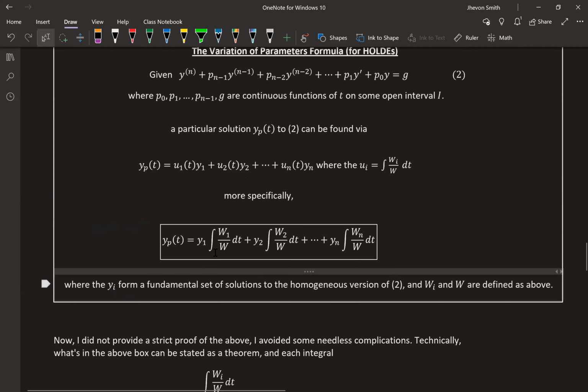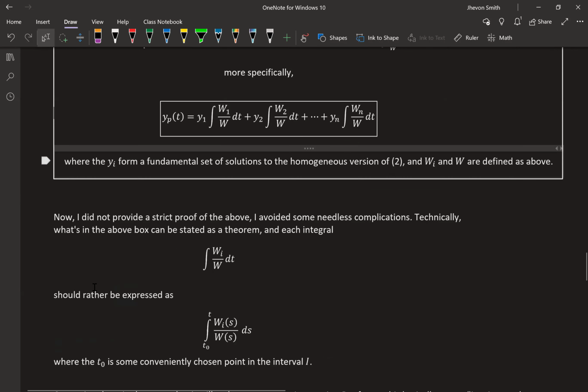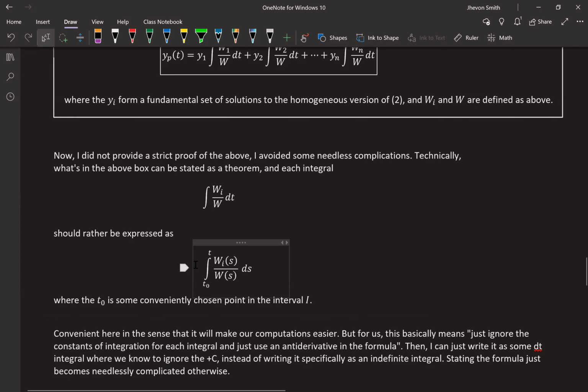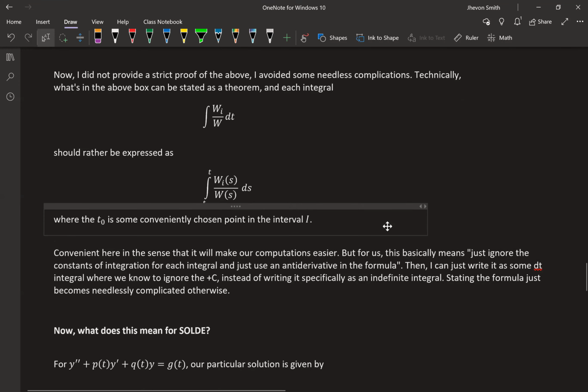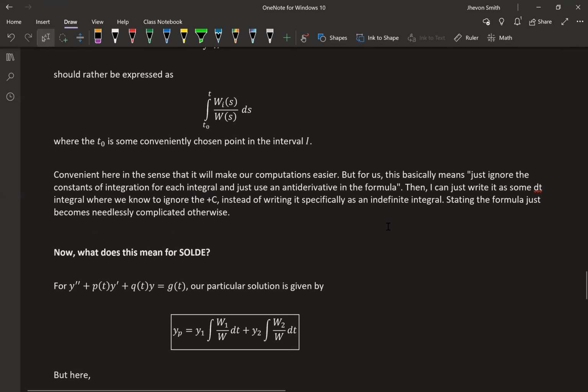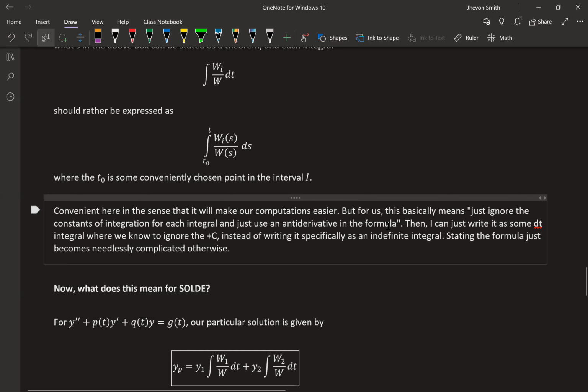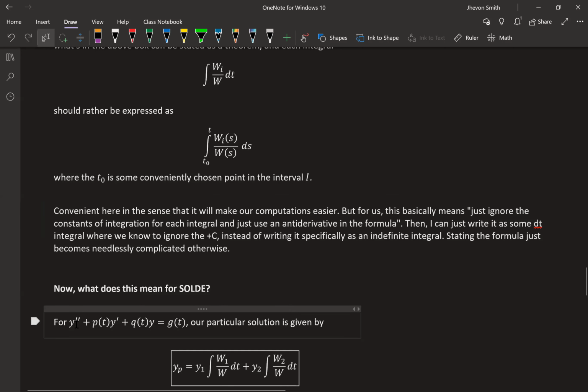Now, that is more general. And technically, here I explained why we can ignore the arbitrary constants. We don't need them. Technically, these are all definite integrals where t naught is a fixed point in the open interval and t is the upper limit. We're thinking of these integrals with the variable s, and that's not necessary for you to understand. However, what we do need to know is what this would look like specifically for a second order.